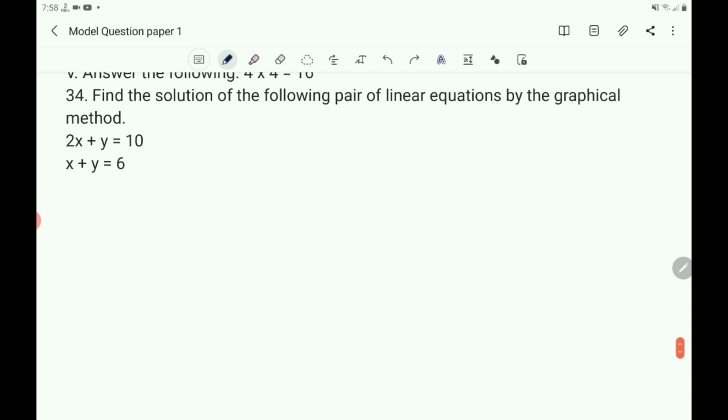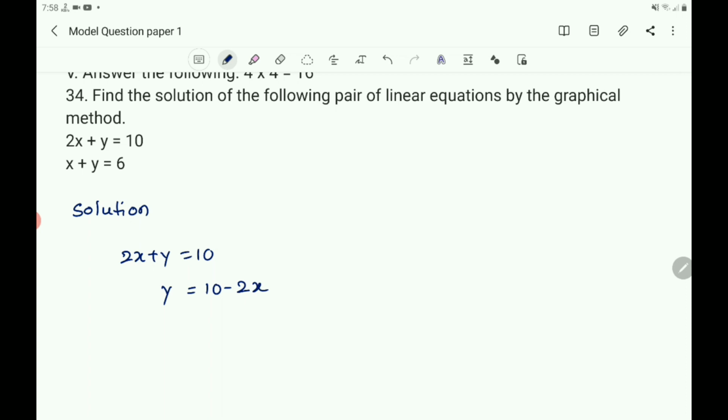Now you take the first equation. We have to solve this pair of linear equations by the graphical method. Take the first equation, 2x plus y equals 10. Express it in terms of y by transferring 2x to the RHS. Then it becomes y equals 10 minus 2x.